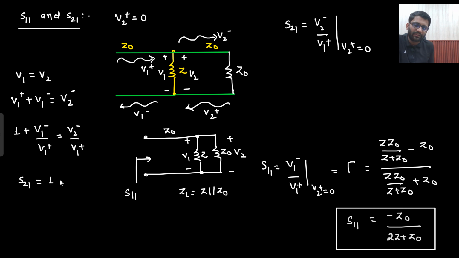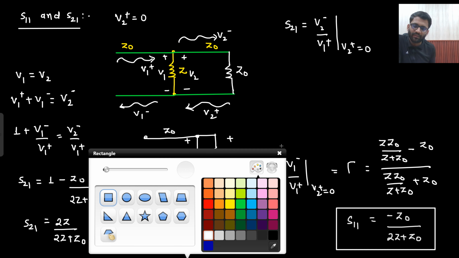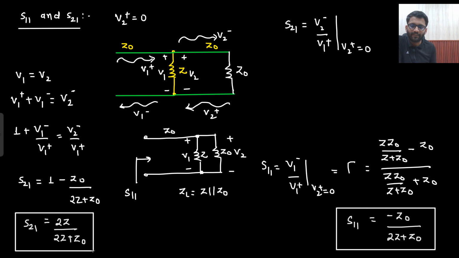And what is 1 plus V1 minus divided by V1 plus? What is V1 minus divided by V1 plus? This was your V1 minus divided by V1 plus. That was equal to minus Z naught upon 2Z plus Z naught. So what you are getting is 2Z upon 2Z plus Z naught. That is equal to S21. So this is your S21. Okay, S11 and S21 we have found.